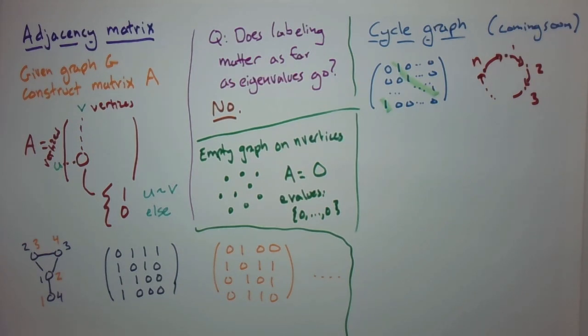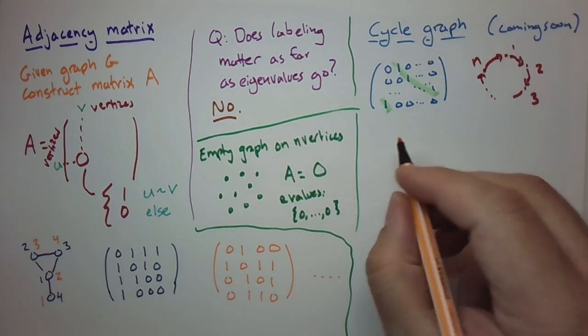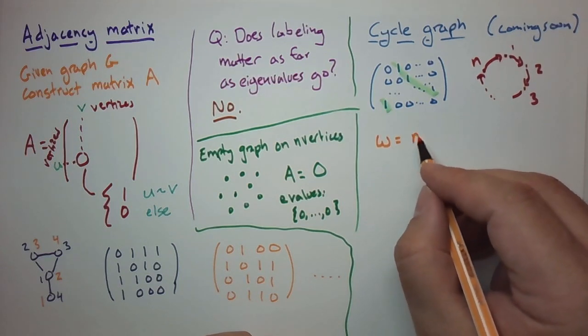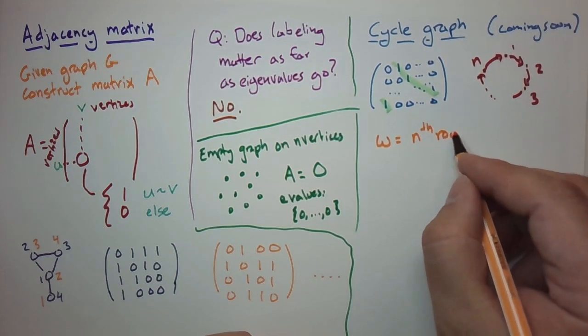All right. So now I'm going to claim that this particular matrix has nice eigenvalues and eigenvectors. And the reason I can claim that is we can write them down. Okay, so let's look at omega, which is going to be an nth root of unity.